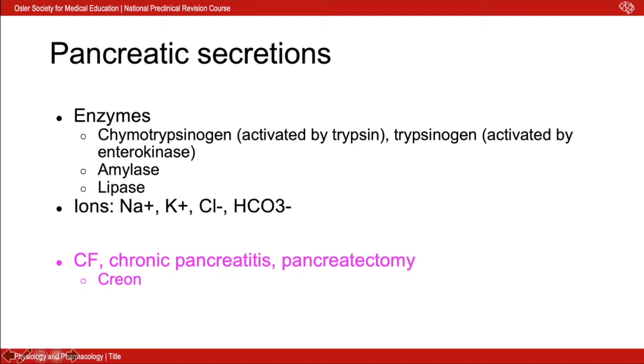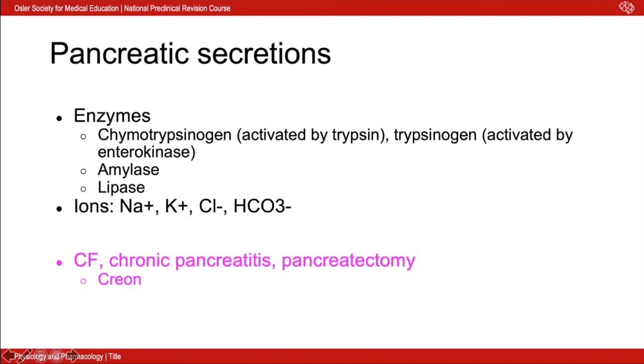So trypsinogen is released and it's activated by enterokinase. That's an enzyme that's on the surface of the brush border of the small intestine. So trypsinogen can only be activated once it's entered the small intestine. And once you produce trypsin, trypsin then acts on chymotrypsinogen to produce chymotrypsin, which is a protease.